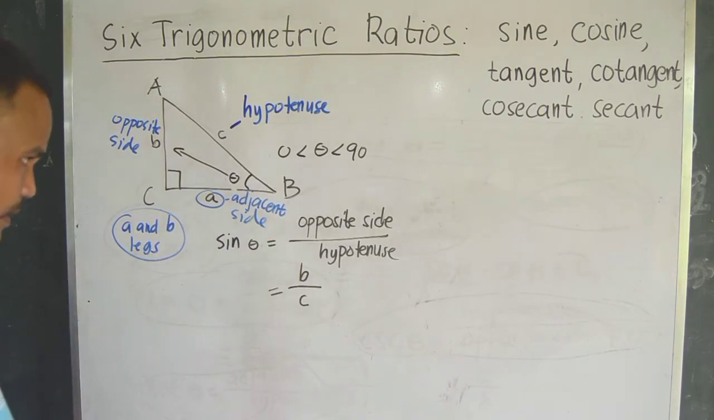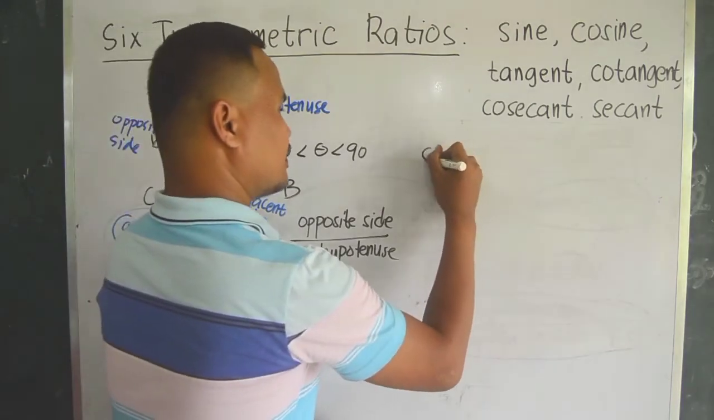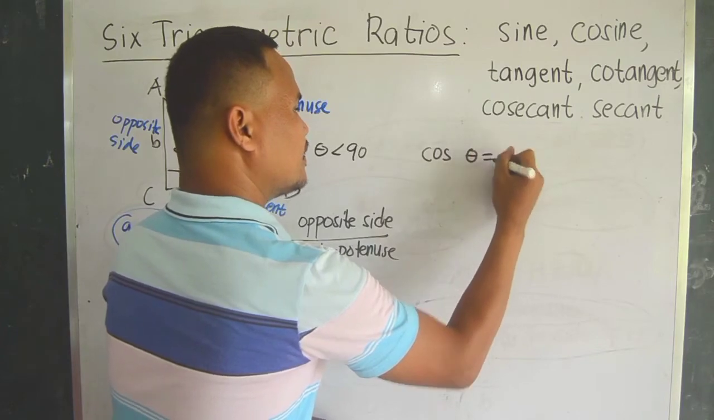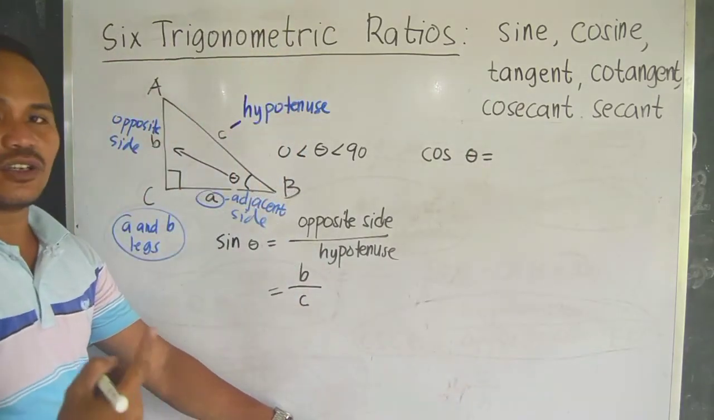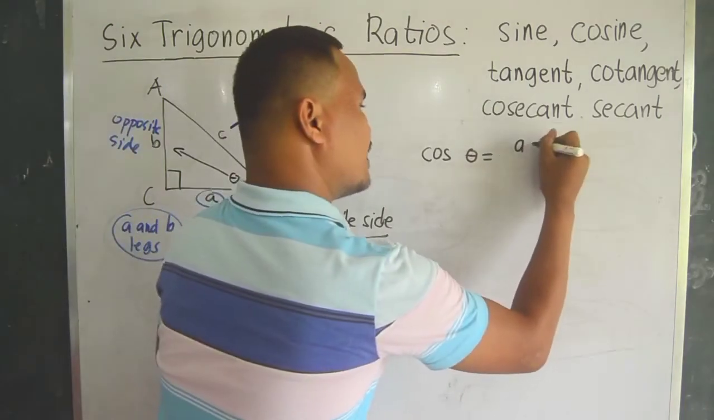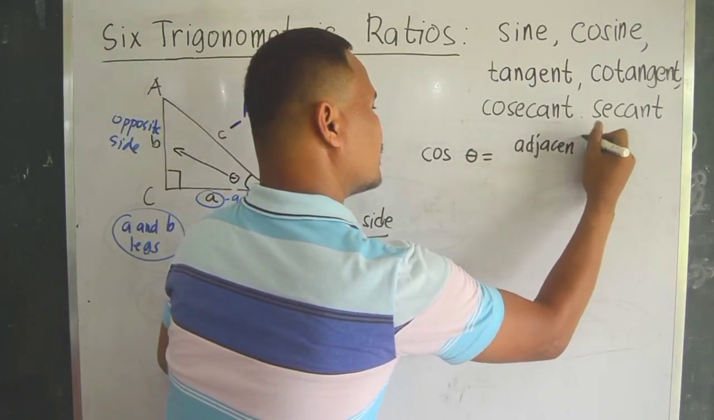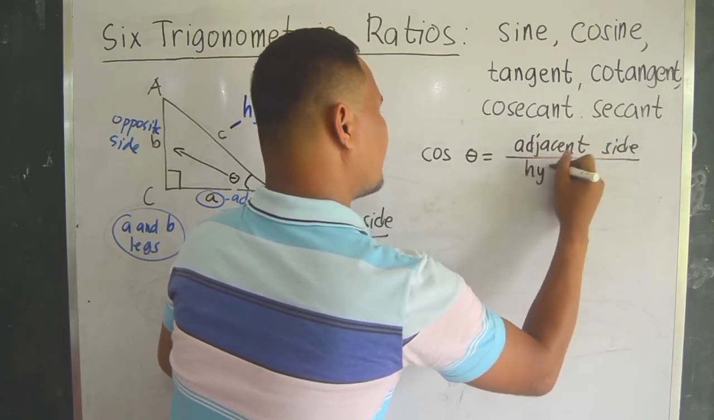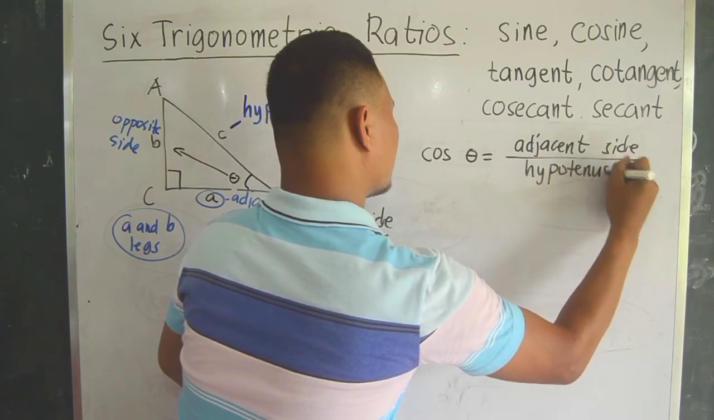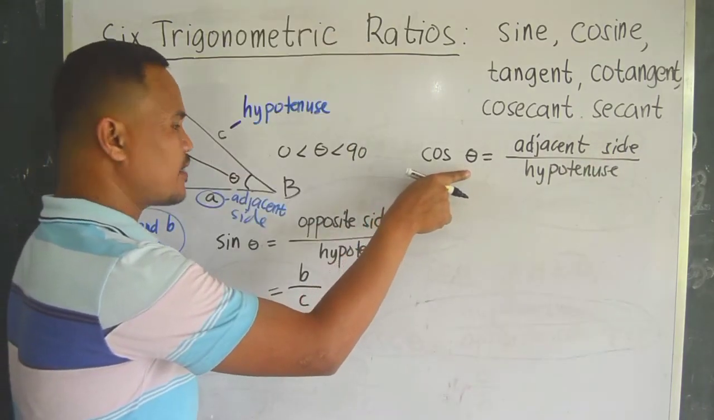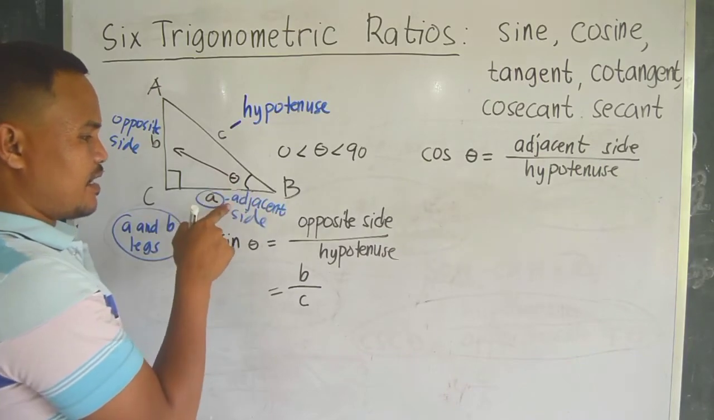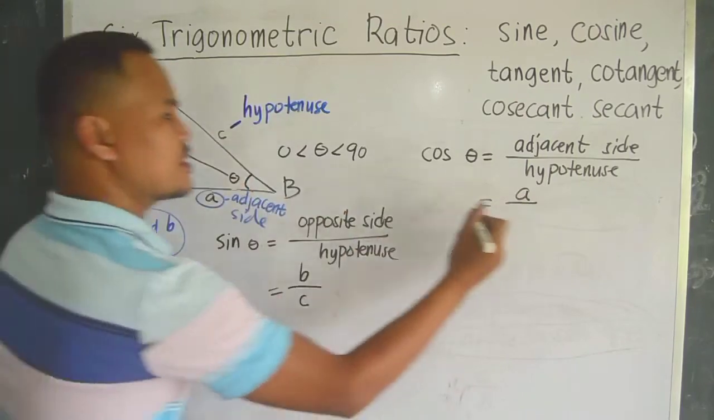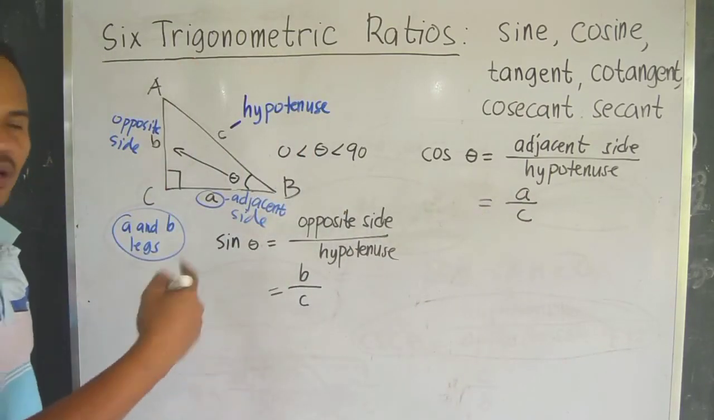Okay, how about cosine theta? Cos is the abbreviation of cosine. Cosine is adjacent over hypotenuse. The reference angle here is theta, and the adjacent side of theta is A. So therefore, A over the hypotenuse C. That is cosine theta.